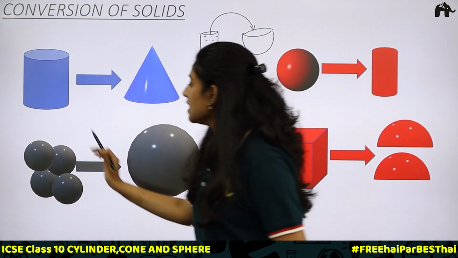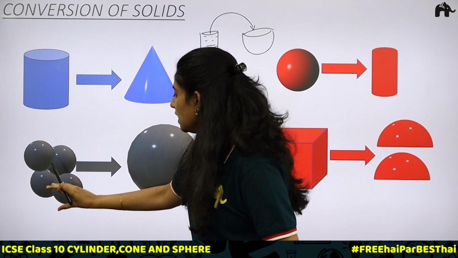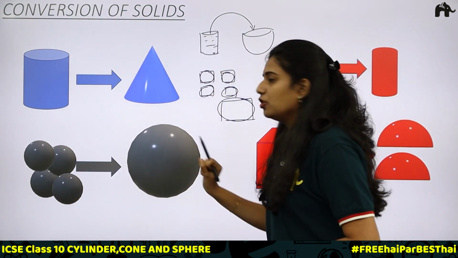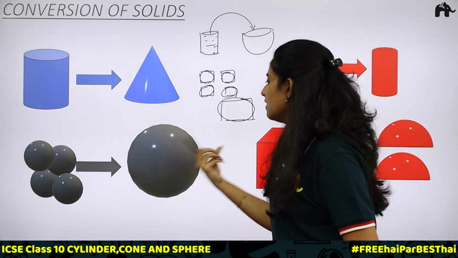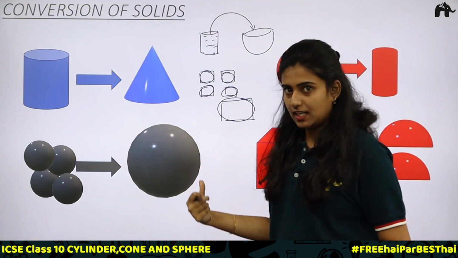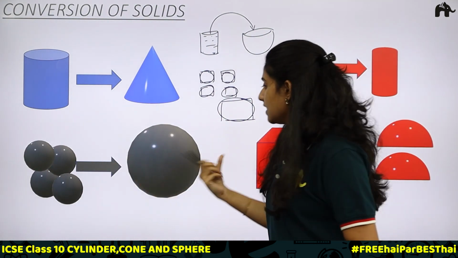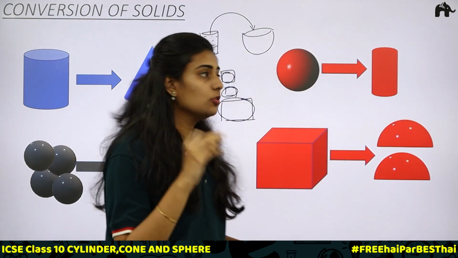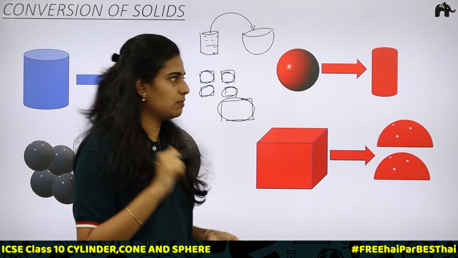Which means we'll be doing 4 into the volume of one sphere will be equal to the volume of the bigger sphere. In that case, they will be asking you to find either the radius of the smaller sphere or the radius of the bigger sphere. In case of spheres, you don't have any height. You have to find the radius or maybe the diameter.